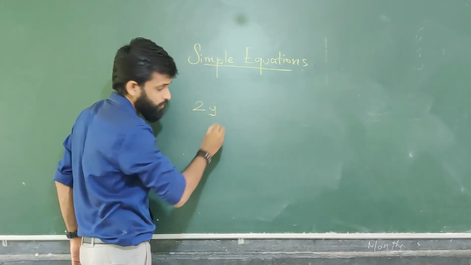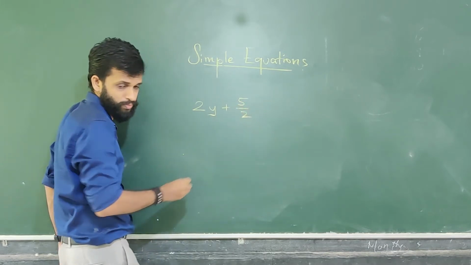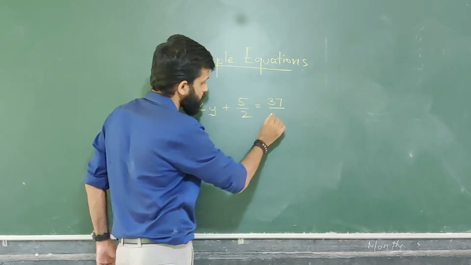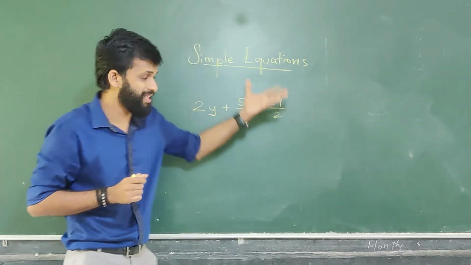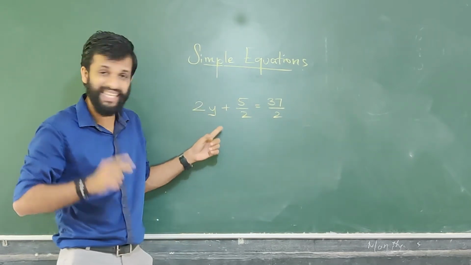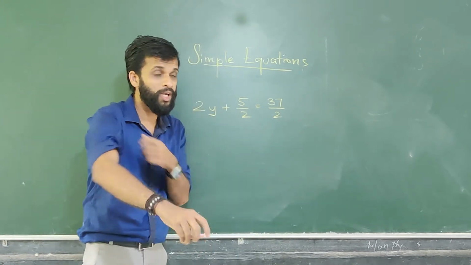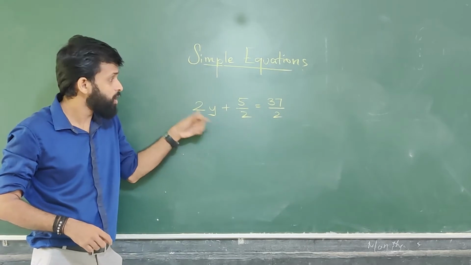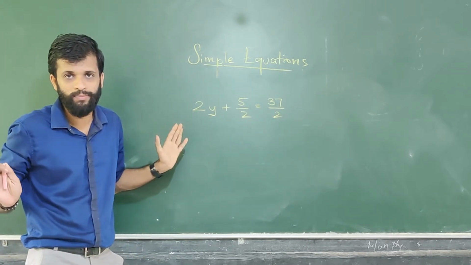2y plus 5 upon 2 is equal to 37 upon 2. Now, I need to solve this entire simple equation. Trust me, it doesn't look simple. It is simple, but it doesn't look that way. I need to solve this entire equation and find the value of y. That's the whole idea.